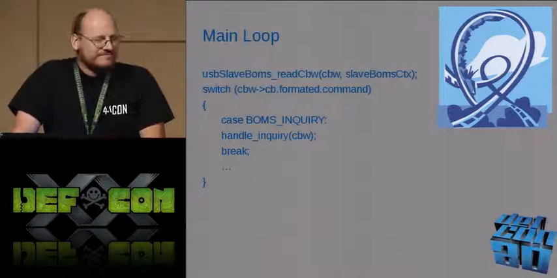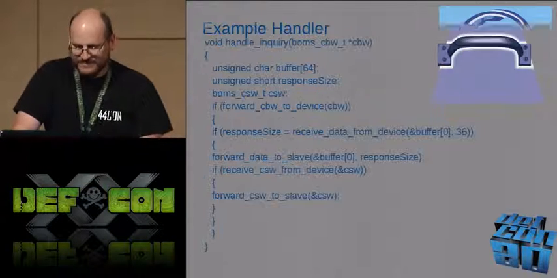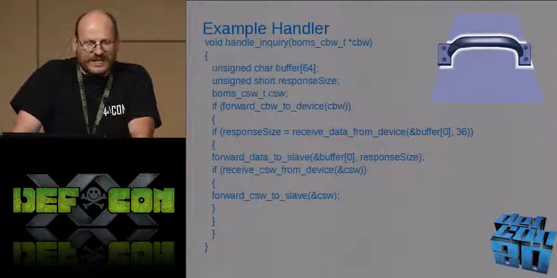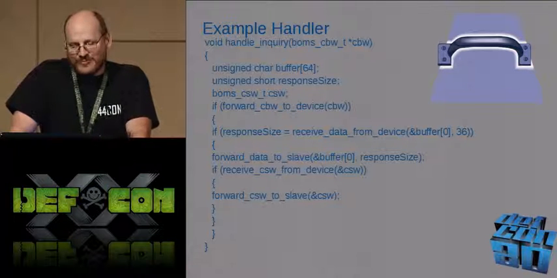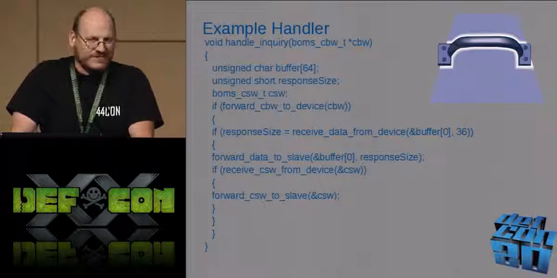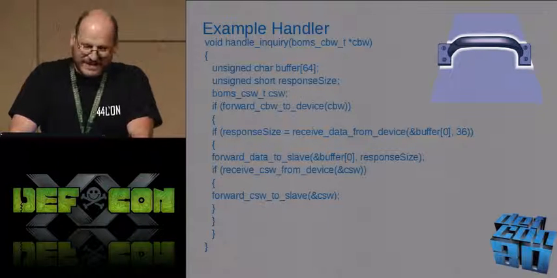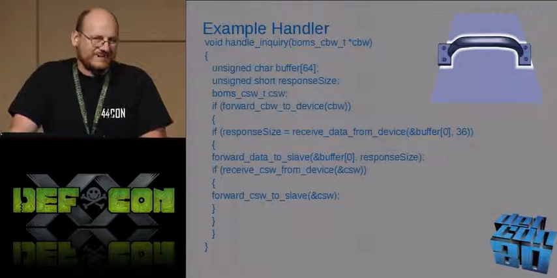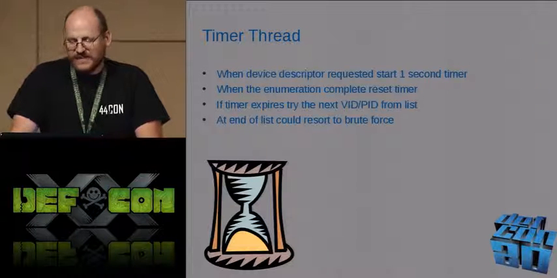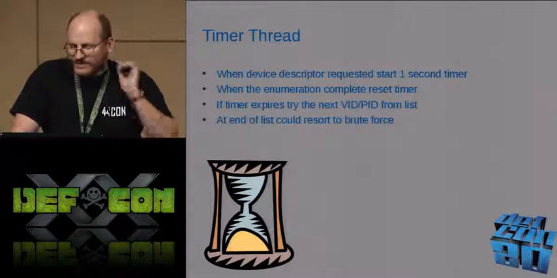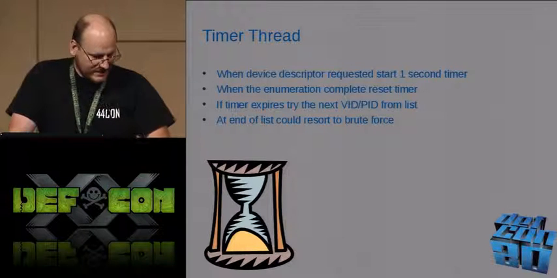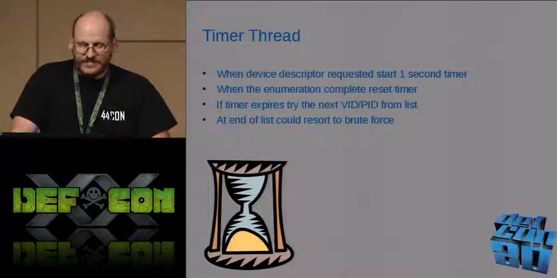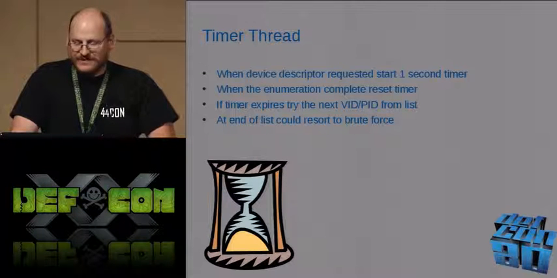All right. So the main loop just sits around waiting for stuff. And then I have a bunch of handlers. This is just a quick example for the inquiry command. It gets a command block wrapper, allocates a little space, forwards it to the device, gets a response, sends it back, and waits for a command status wrapper, sends it back. You know, it's not rocket science here. Right? The timer thread, as I said, will get started, and it will wait for additional queries for descriptors, and it will get reset if the device actually got fully enumerated.